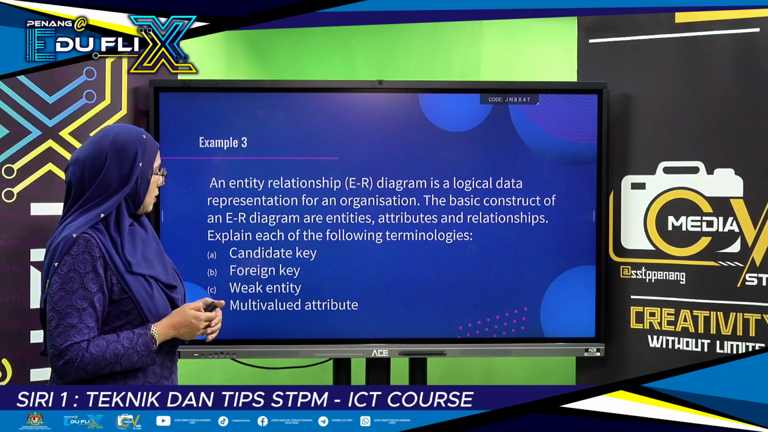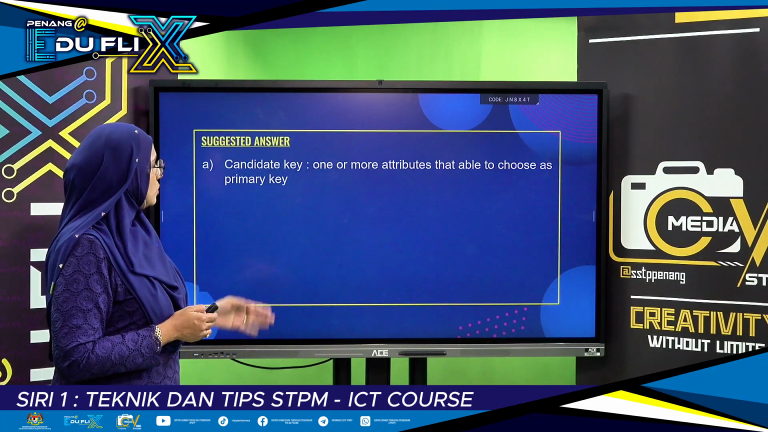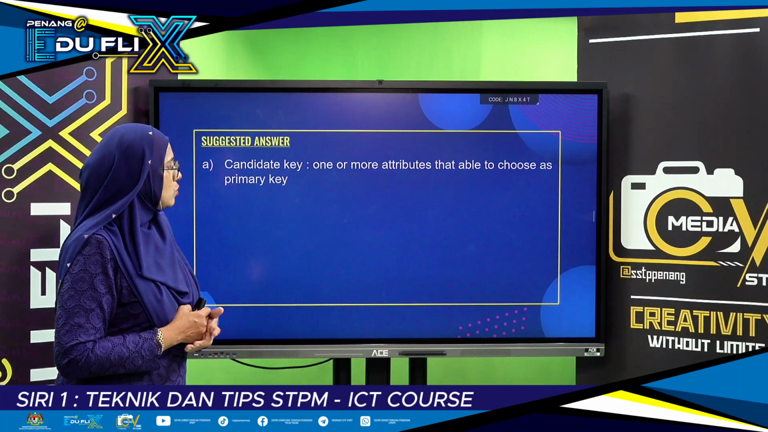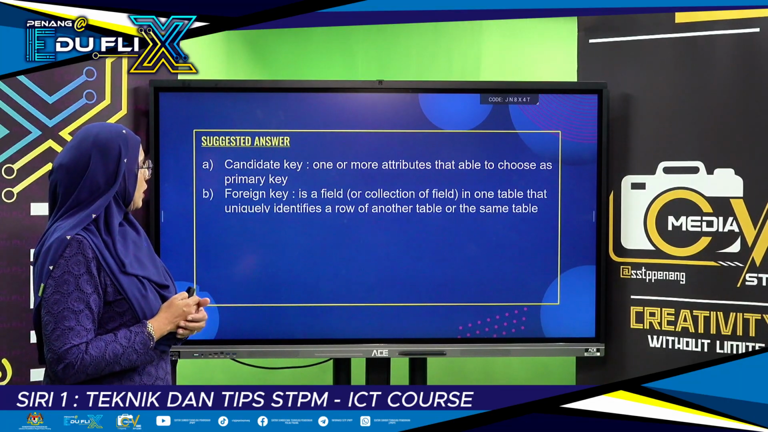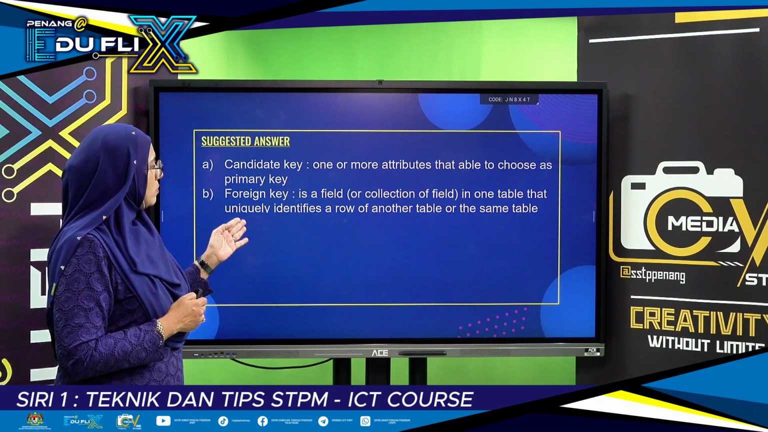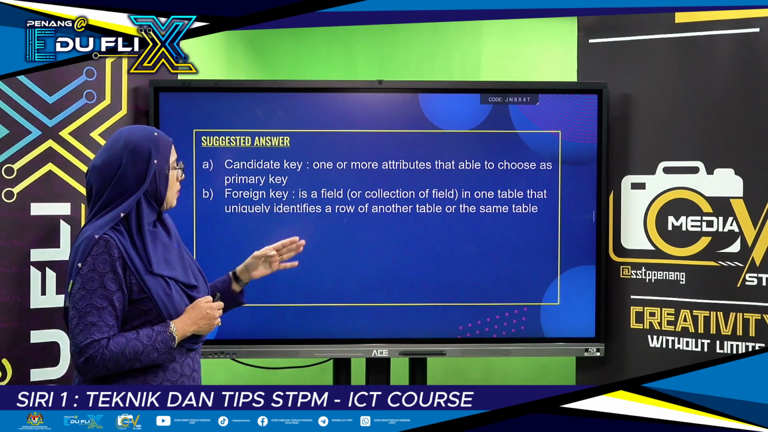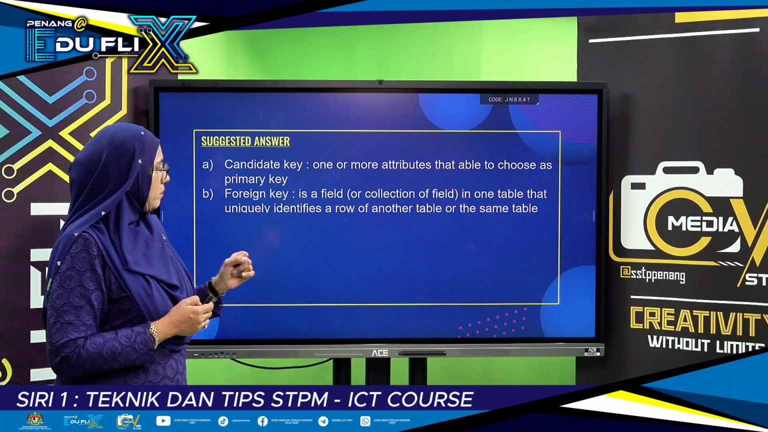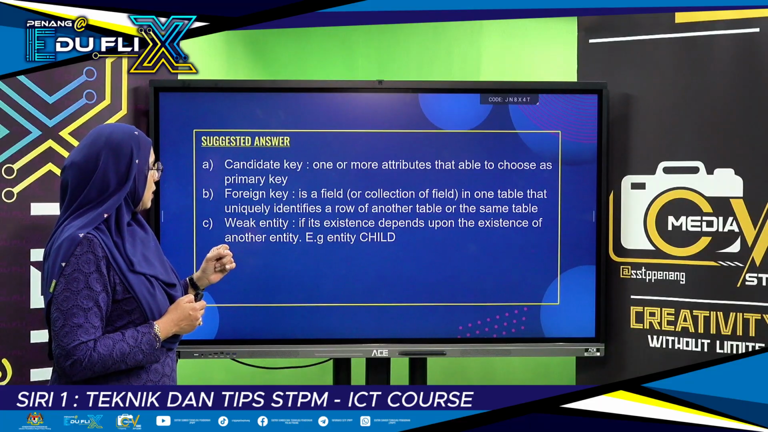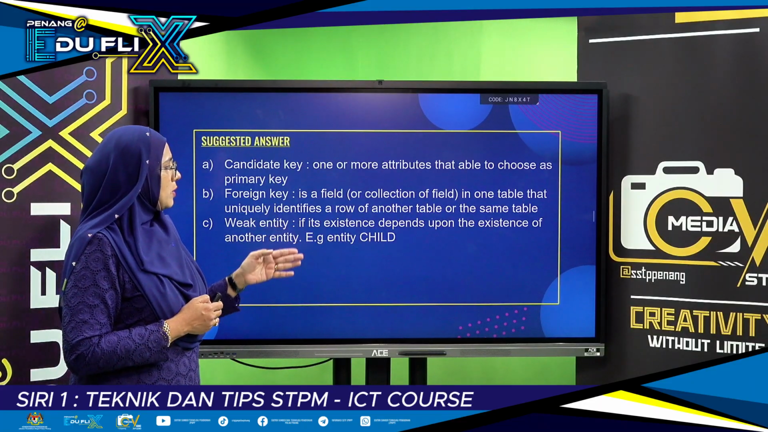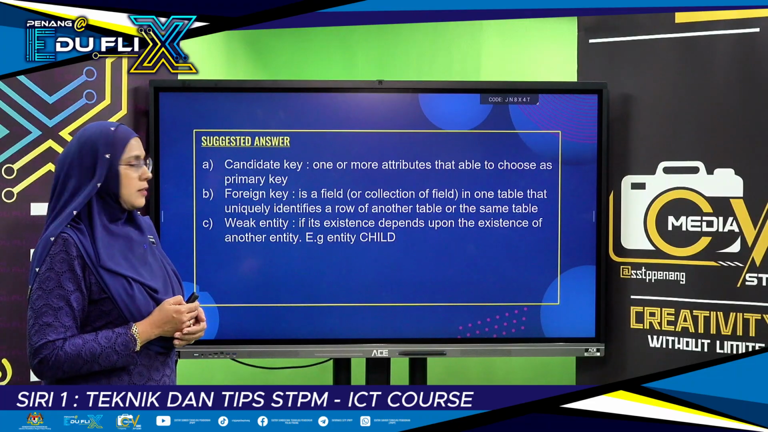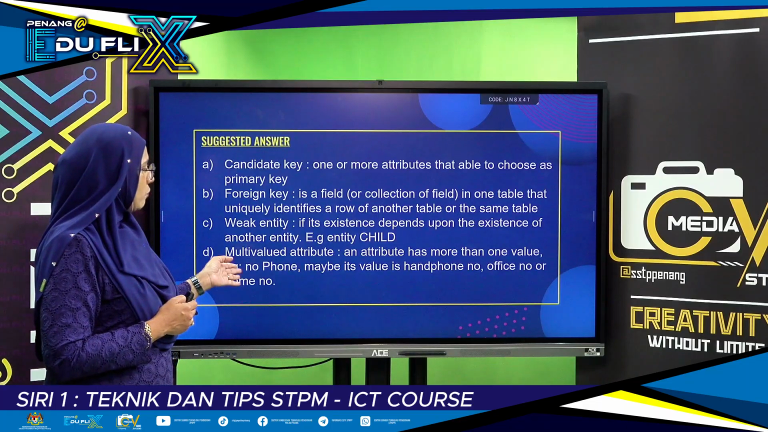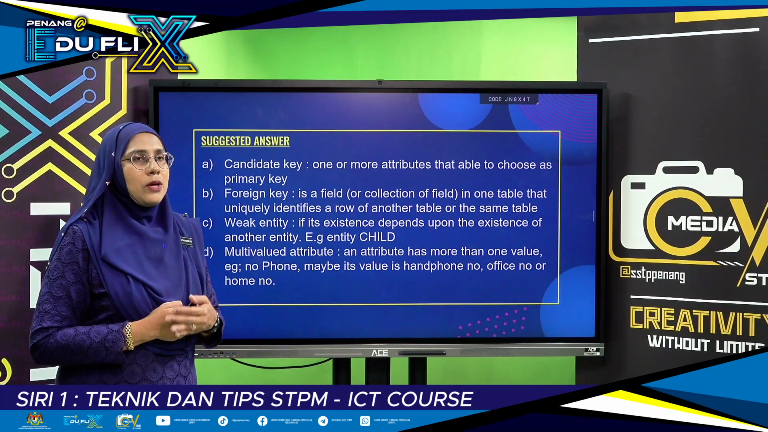Okay, so this is a direct, straightforward question. So you just write the meaning. Okay, a candidate key is one or more attributes that are able to be chosen as the primary key. A foreign key is a field or collection of fields in one table that uniquely identifies a row of another table. And then a weak entity is one whose existence depends upon the existence of another entity. All right. A multi-value attribute is an attribute that has more than one value. For example, phone number, maybe one customer will have more than one phone number.